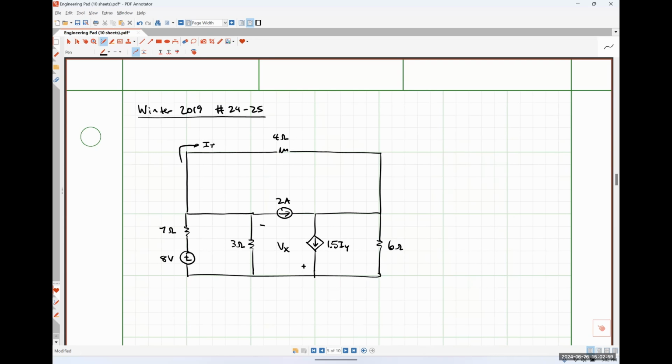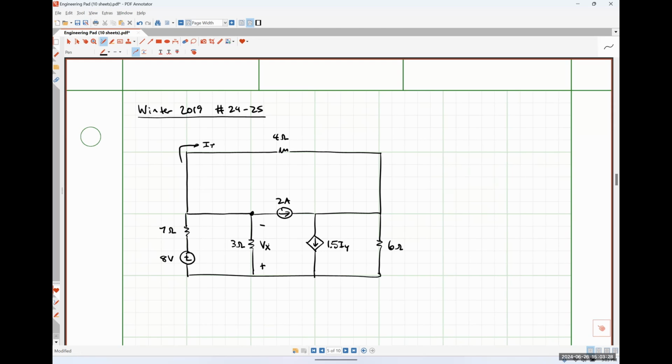The first thing I'm going to do is rewrite Vx to make it look less asinine. The negative polarity terminal is associated with this node. The positive polarity terminal is associated with the bottom node. So I could just as easily say that Vx is nothing more than the voltage drop across my 3 ohm resistor, positive polarity on bottom. That makes things a little less confusing now.